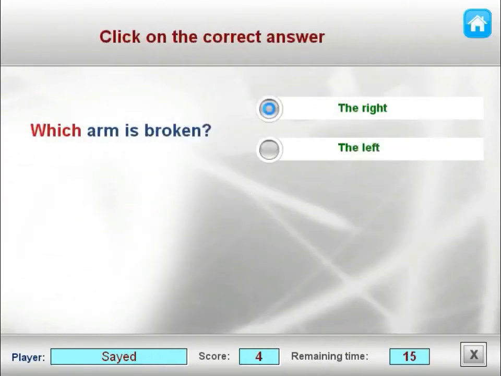Let's answer now these two WH questions. The first one is, which arm is broken? The answer is the right. The second one is, which hand is burned? Of course, it is the right hand.